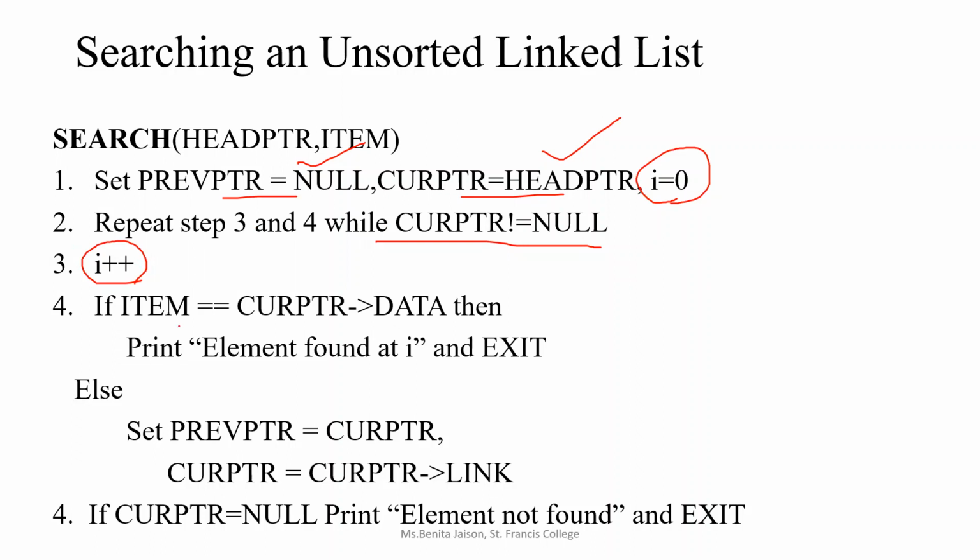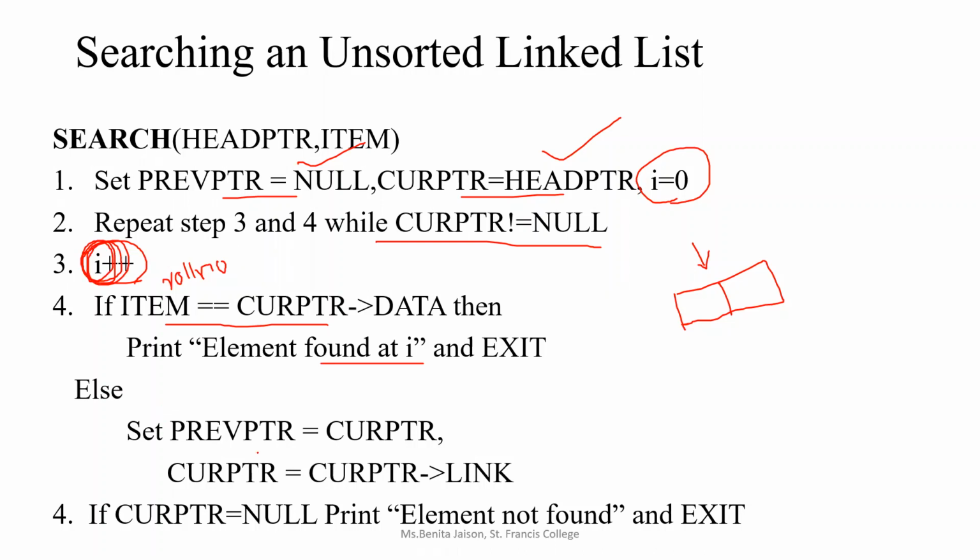So while current pointer is not equal to null, we will be incrementing the I value. I initially we had given 0, but for the first node, we don't have node 0. We are incrementing I to 1. Got it? Now we are checking if the item, in our case our roll number, to be searched is equal to the current pointer data. If you find that roll number in the node which is pointed by the current pointer, then you will be printing the message element found at I. Got it? Element found at I. I refers to the node number.